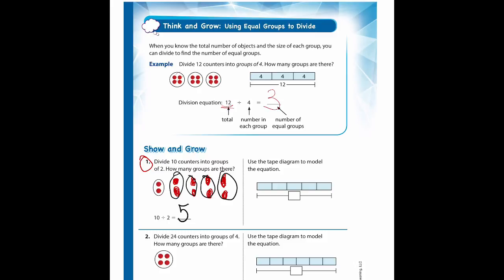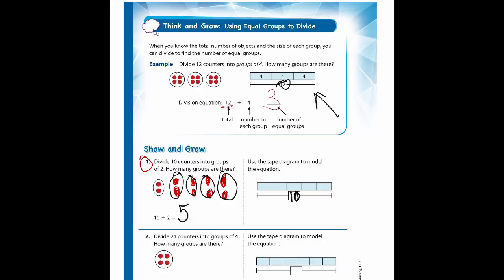Now, it shows us up here the tape diagram, and we need to do one down below. We know that in the tape diagram, if you shift your eyes up back to our example, the total number is always the one on the bottom. So the total number is 12. I have 12 counters. Or in this case, oh, I don't have 12 there. Let me erase that. Okay, I have 10 counters in this example.